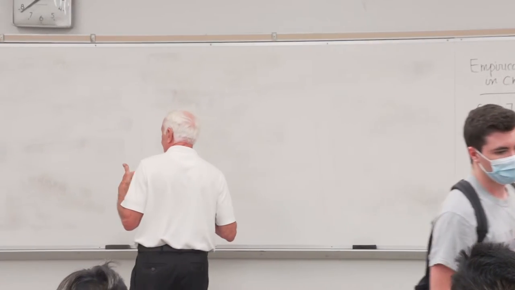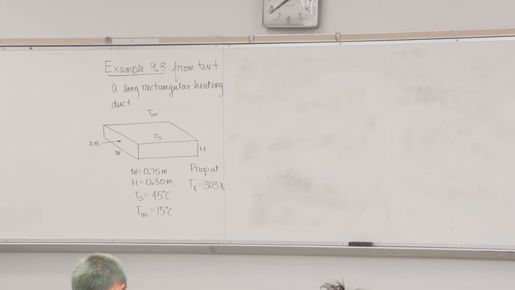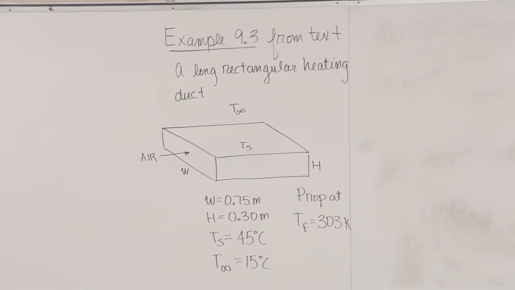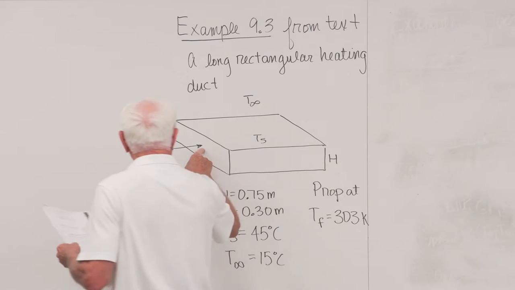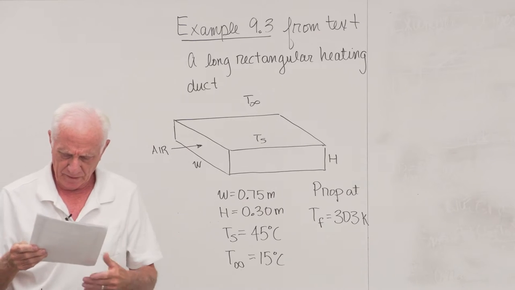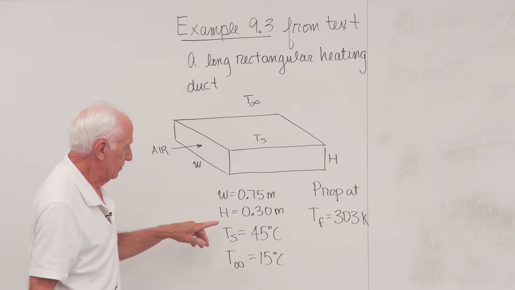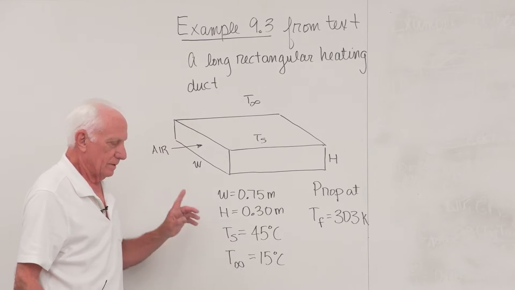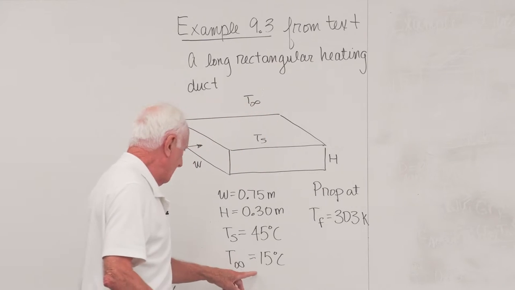Okay, so now we transition to chapter 9, example 9.3. Let me read it to you. The picture's on the board, but I'll read the words he gives you. Air flows through a long rectangular heating duct. Here it is. Air comes in here, left-hand side. It goes along this duct. The word is long, a big giveaway. It is 0.75 meters wide, 0.3 meters high. The outer duct surface is at 45 degrees, so the duct surface temperature Ts is 45 degrees. Keep reading. The duct is uninsulated and exposed to air at a temperature of 15.